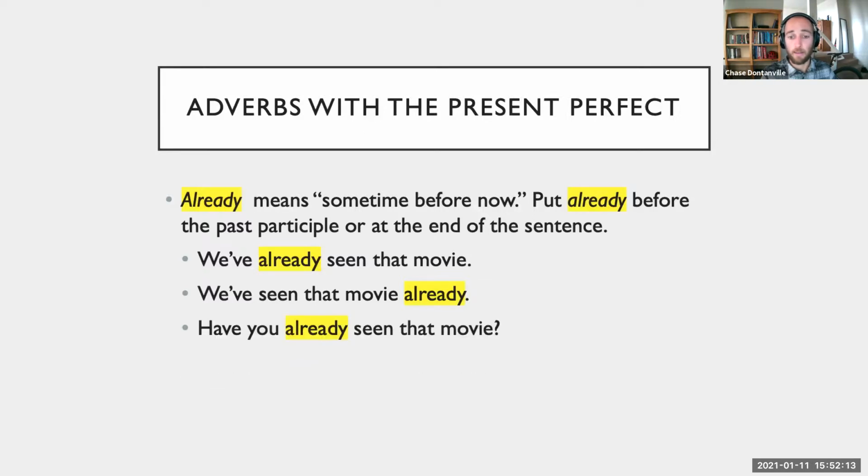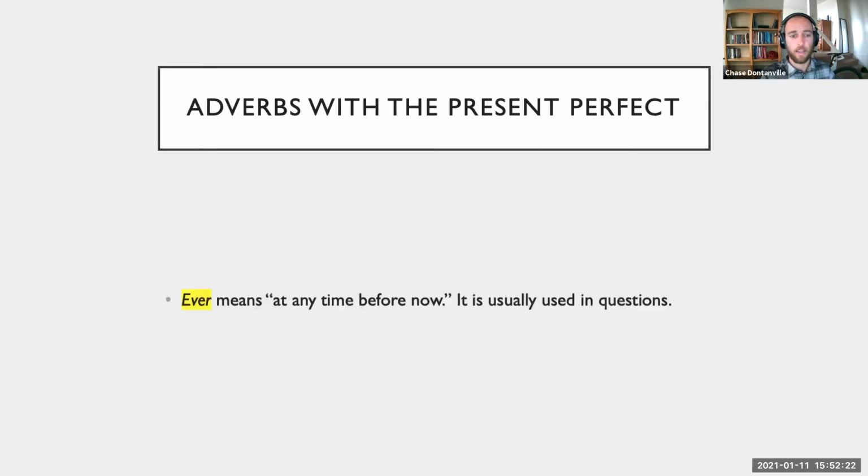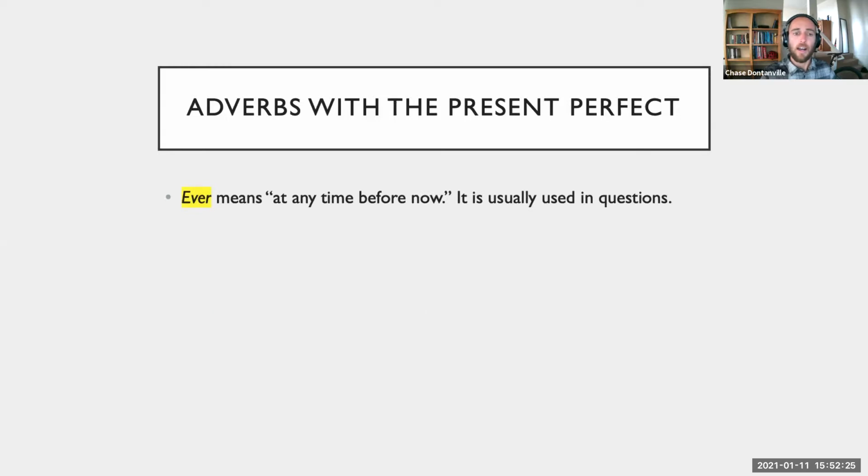Have you already seen that movie? Okay, so there you have it in a question. Next, ever. Ever means at any time before now. And it's usually used in questions. So, have you ever read that book? Have you ever tried McDonald's? Have you ever been to Sacramento? So we use this for questions about the past.